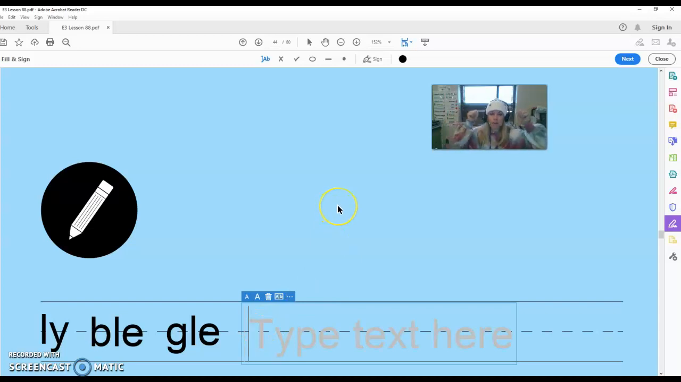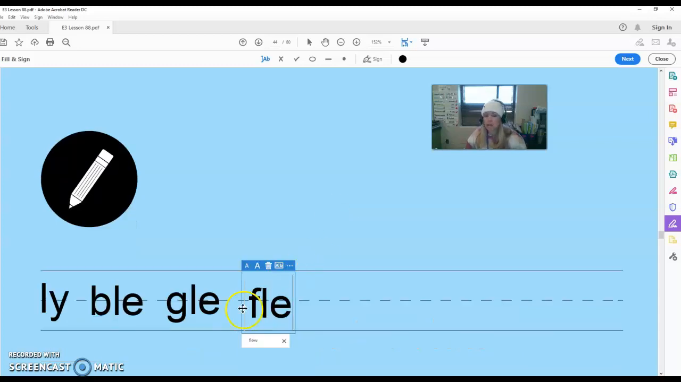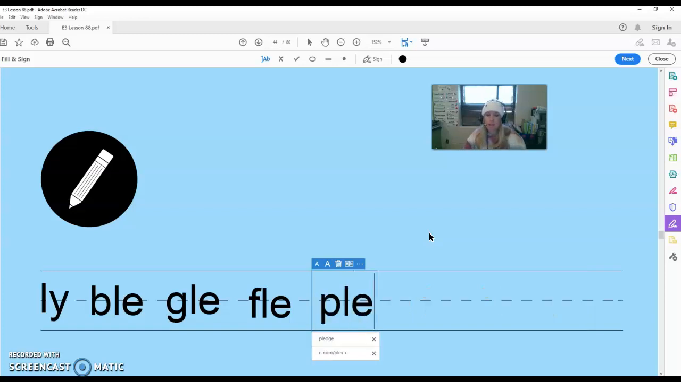The next one is fold. This is again at the back of the word. So you're looking at the back of the word. So we've got F-L-E. Okay. Next, we've got pole. Like people. All right. Here we go. P-L-E. Very good.